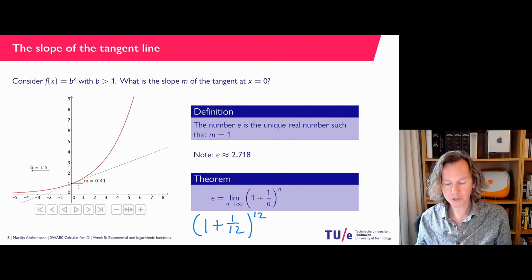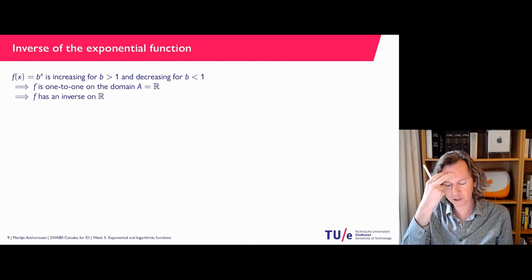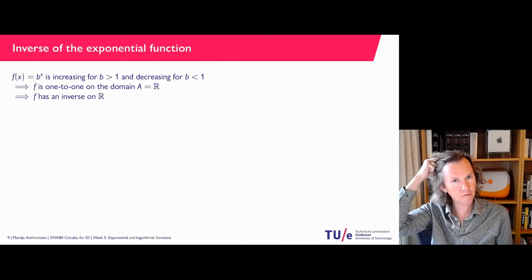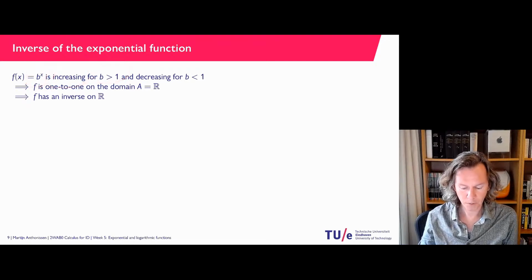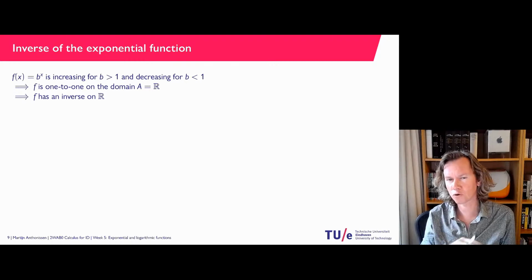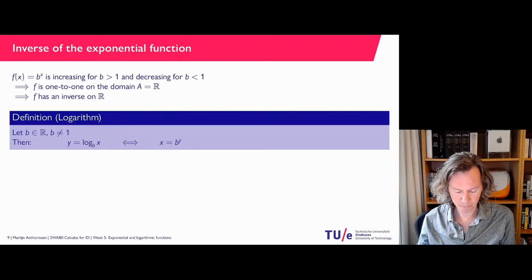Now, a little bit extra. What we have seen before is that functions that are 1 to 1 have an inverse. b to the power x is an increasing function if b is bigger than 1. And it's decreasing for b smaller than 1, but they're related, right? It's not very interesting to talk about those two cases all the time. So let's say that we have the increasing case. So the function is 1 to 1 on the full domain, which is every real number, so it has an inverse. And that inverse, that's called a logarithm.